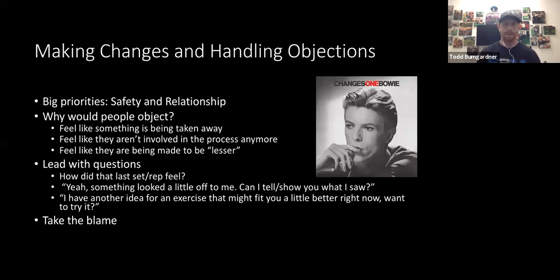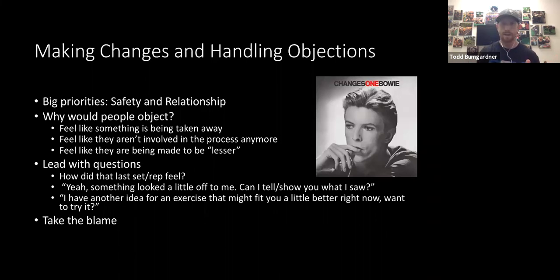Why would people object? There are 3 big reasons that I've noted. They feel like something's being taken away, right? No one wants to feel like something's being taken from them. They feel like they aren't involved in the process anymore, like you're being overly directive. Or they feel like they're being made to be lesser. Like, oh, well, I'm not good enough to do this exercise anymore. So they don't want it to be taken away from them. Those are the big things. Those are the problems that we essentially have to solve when people are going to object. Something's being taken away.